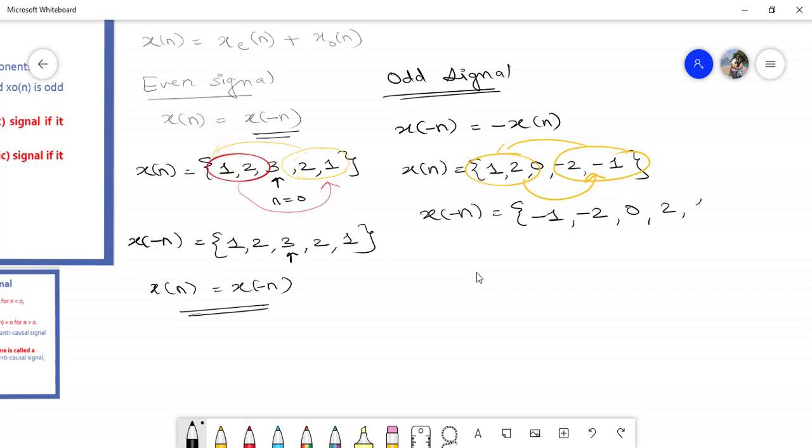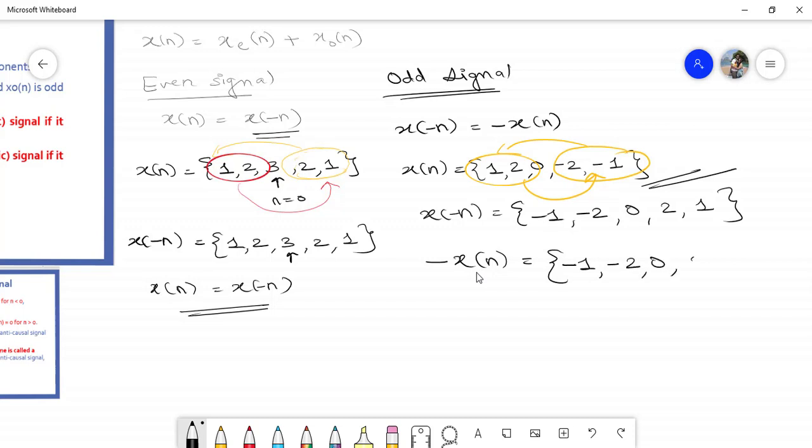And how do I calculate minus of x[n]? To calculate minus of x[n], I have to multiply this particular signal with minus 1. So when I multiply these values with minus 1, I am going to get minus 1, minus 2, 0, and minus 2 into minus 1 will be equal to 2, and 1.